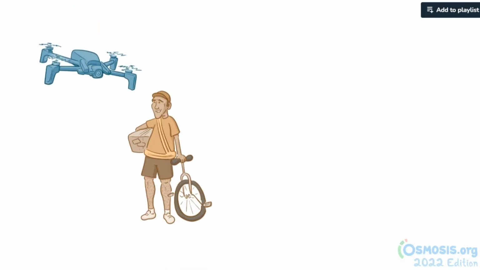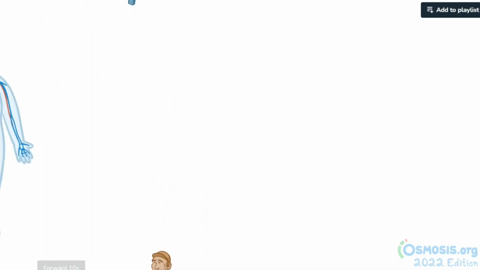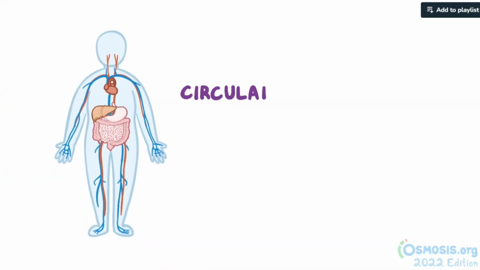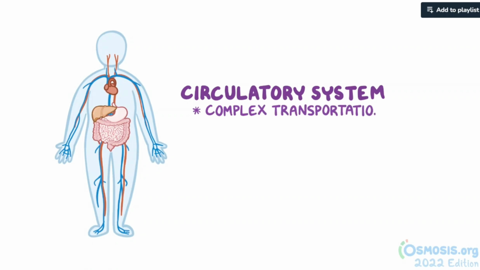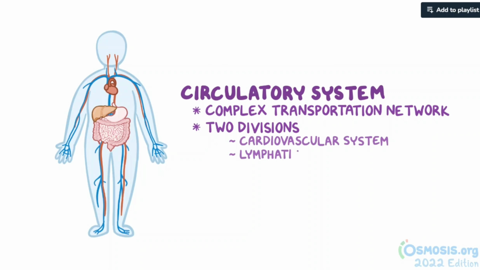In society, we rely on complex transportation networks in order to supply and transport important goods and materials. The same idea goes for the human body. Here, the circulatory systems form a complex transportation network, which allows movement of important materials, such as oxygen, around the body. This circulatory system has two divisions, the cardiovascular system and the lymphatic system.